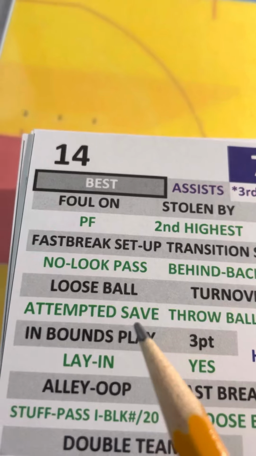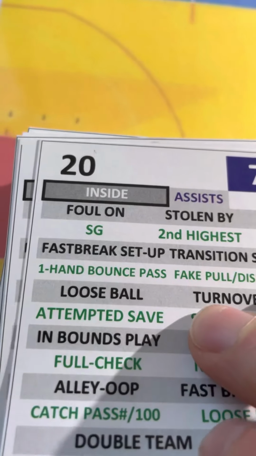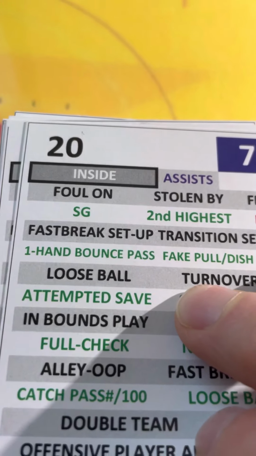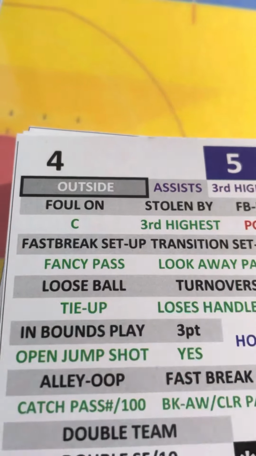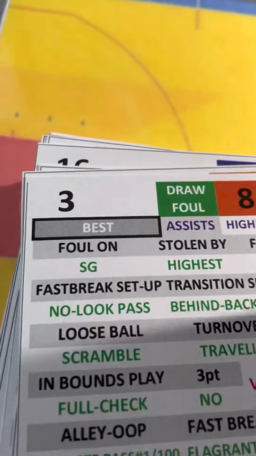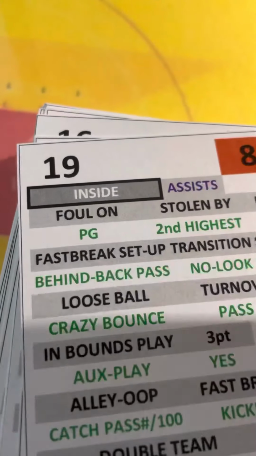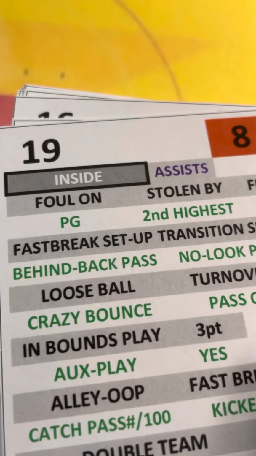Anytime there's a loose ball, you flip the fact. What kind of loose ball is it? It's an attempted save. And then there's a small chart that tells you what happens. There's a tie-up on a loose ball, so there's going to be a jump ball. There's another tie-up. There's a scramble for it. There's a crazy bounce. It might bounce off of an offensive player. It might bounce off a referee.